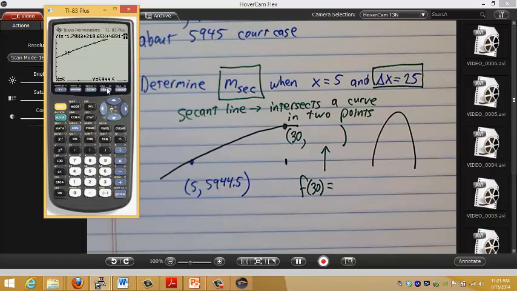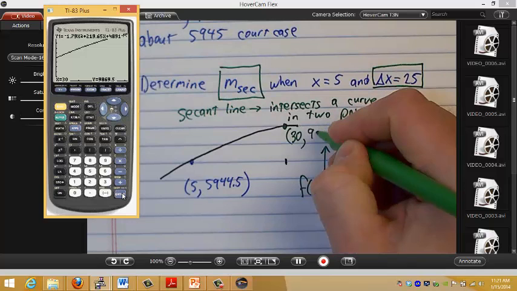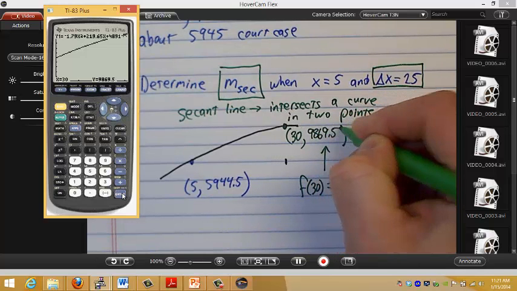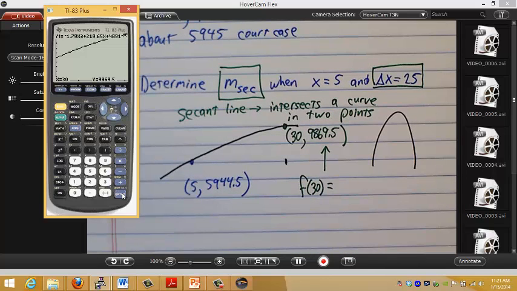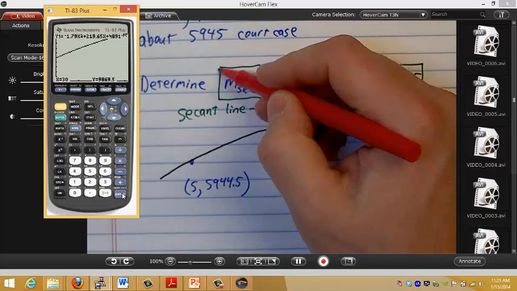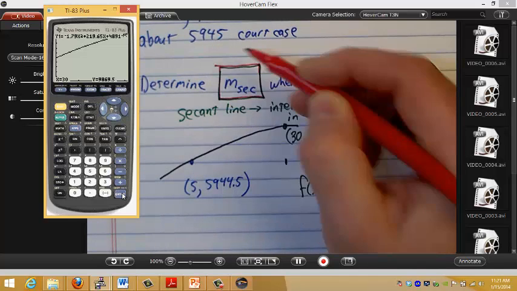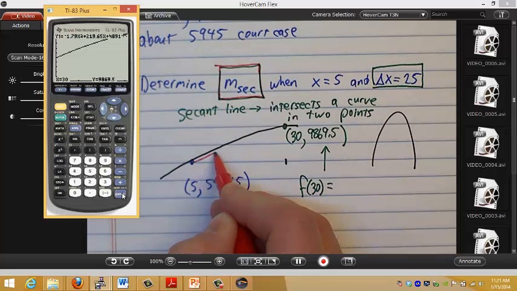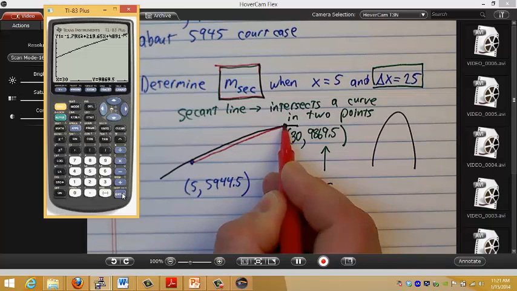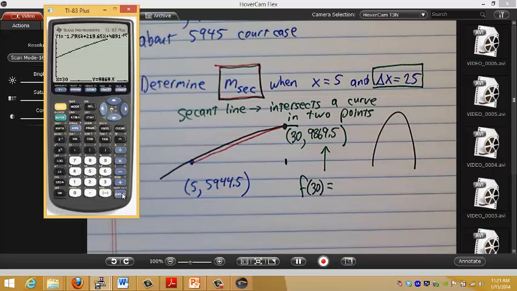And again, I'll just do it the same way I did before. Second, calculate a value 30. What did we get? Now we're above 9,000. 9869.5. Okay? So when I say I'm supposed to find the slope of the secant line, what I'm really doing is finding the slope of that red line. That's called a secant line.